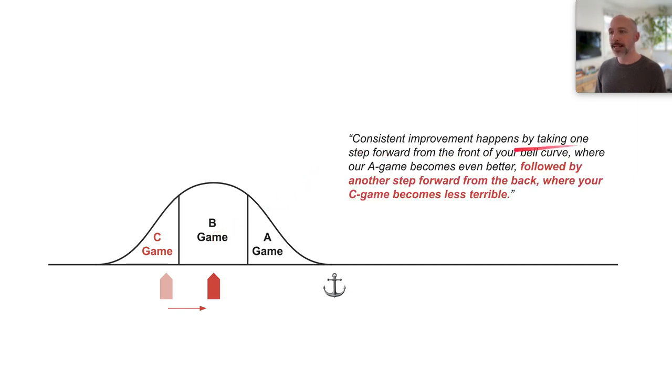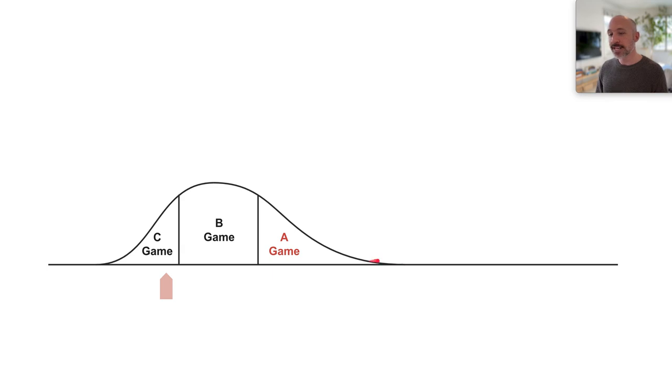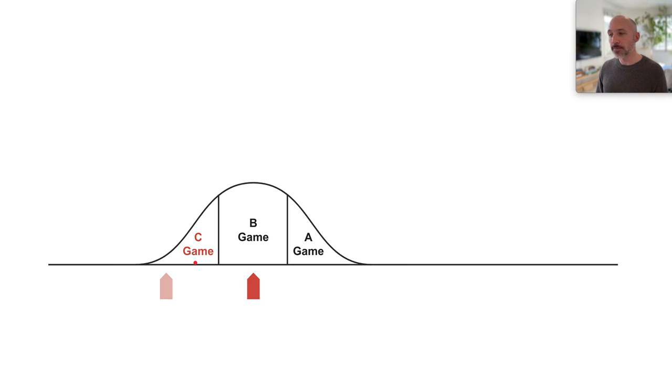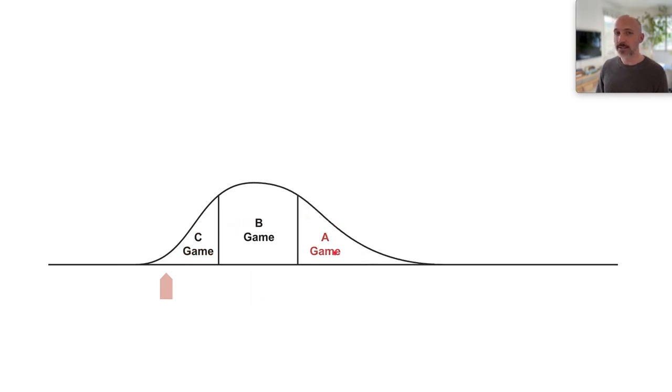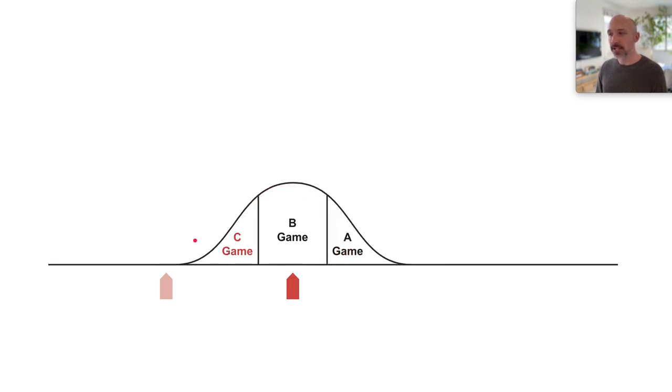Consistent improvement happens by taking one step forward from the front of your bell curve, where your A game becomes even better, followed by another step forward from the back, where your C game becomes less terrible. Can we just make our C game less terrible to complement us improving our A game? And if we do this over again, study technicals, move our A game forward, anchor it, move our C game forward. Study technicals, study analysis, move our A game forward, pause, think about our C game. How do we eliminate obvious mistakes? Move our C game forward.